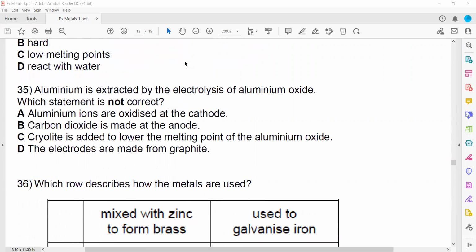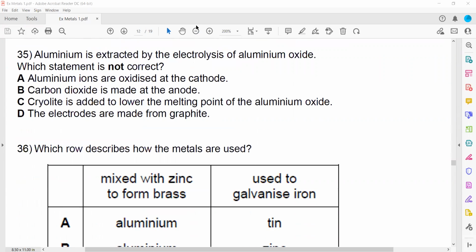Question 35. Aluminium is extracted by electrolysis of aluminum oxide. Which statement is not correct? Aluminium ions are oxidized at cathode.